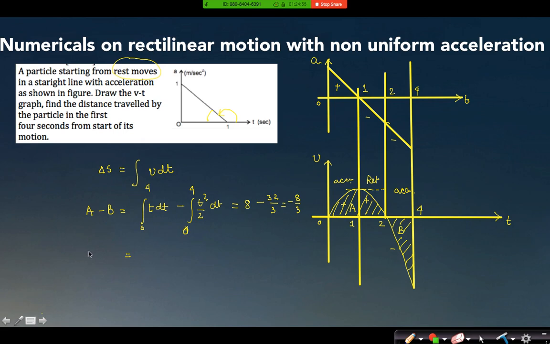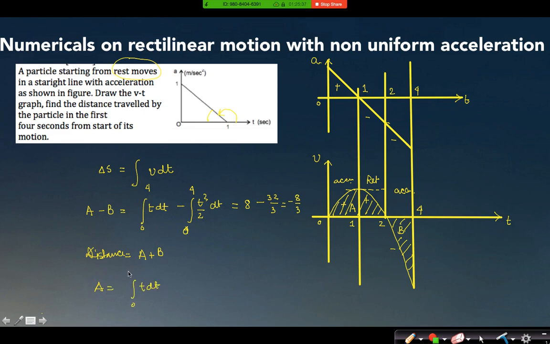But if I have to find the distance traveled, what do I have to find actually? What is the distance? A plus B. Because this is a negative displacement, you need to find its magnitude and take its value positive. So if I have to find A plus B, let us first find A. Can I find A by doing the same integration, but with the limit from 0 to 2? Yes, so let us first find A by putting the limit from 0 to 2.